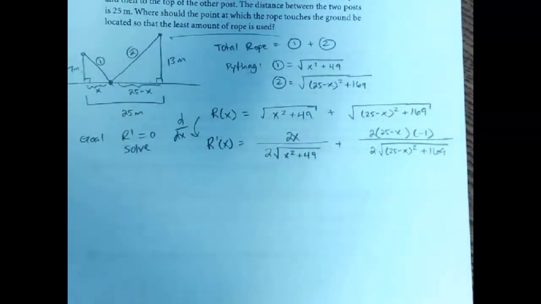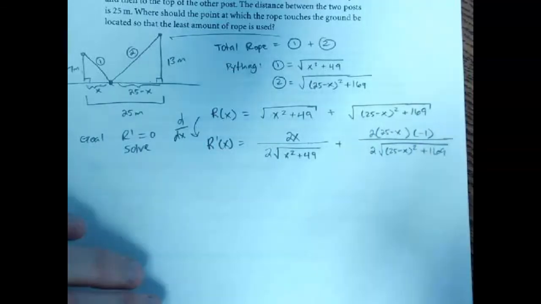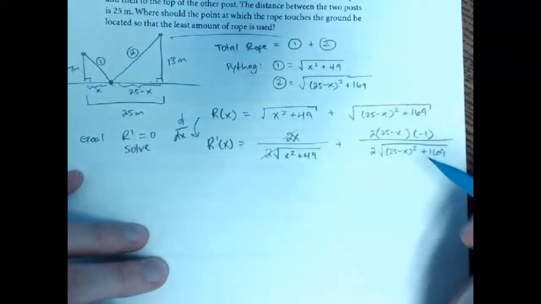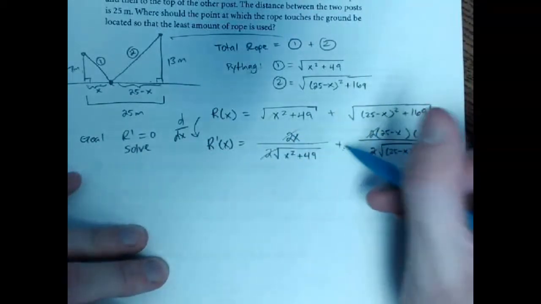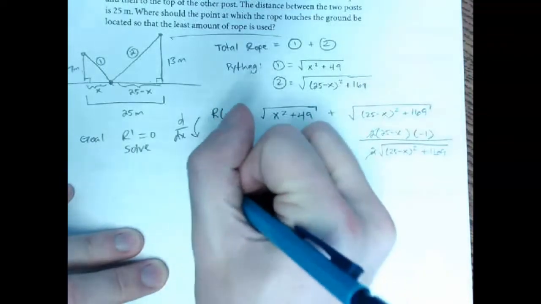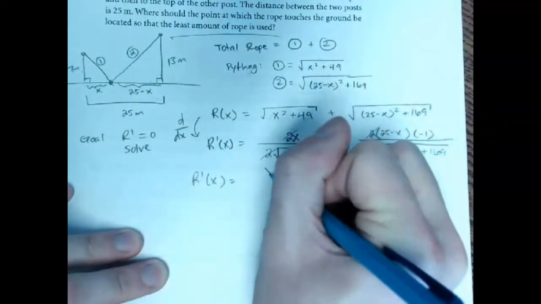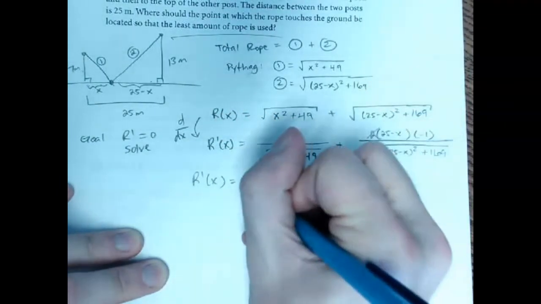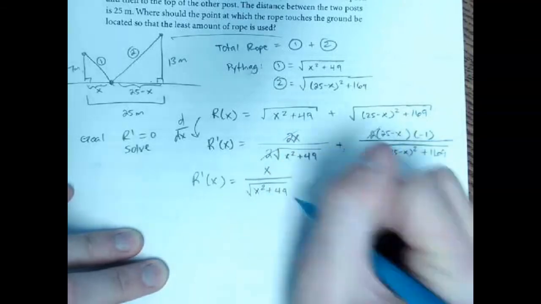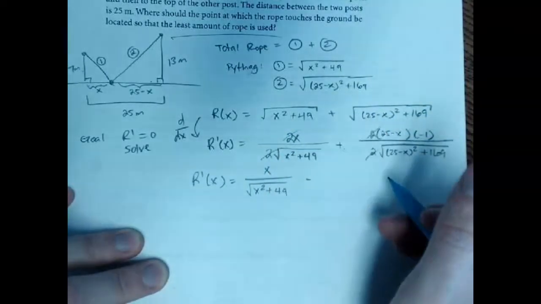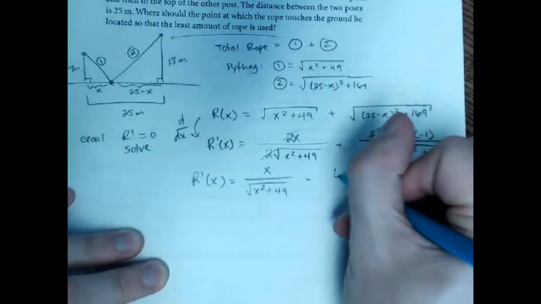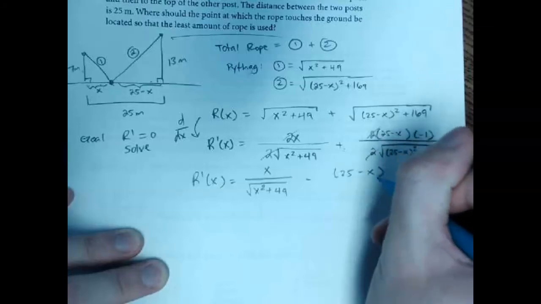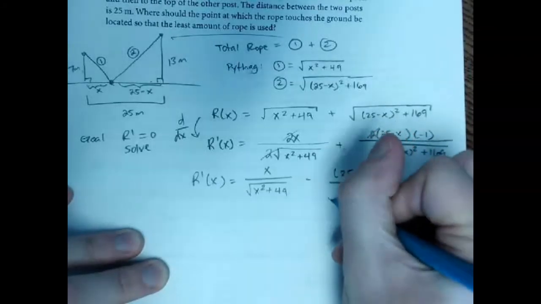Okay, now let's pretty this up. Let's look for things that are going to cancel. 2 and 2 are going to cancel. 2 and 2 are going to cancel. That negative is going to change this to a minus. So I've got this derivative. I've got x over the radical, minus, and then I've got 25 minus x over the other radical.